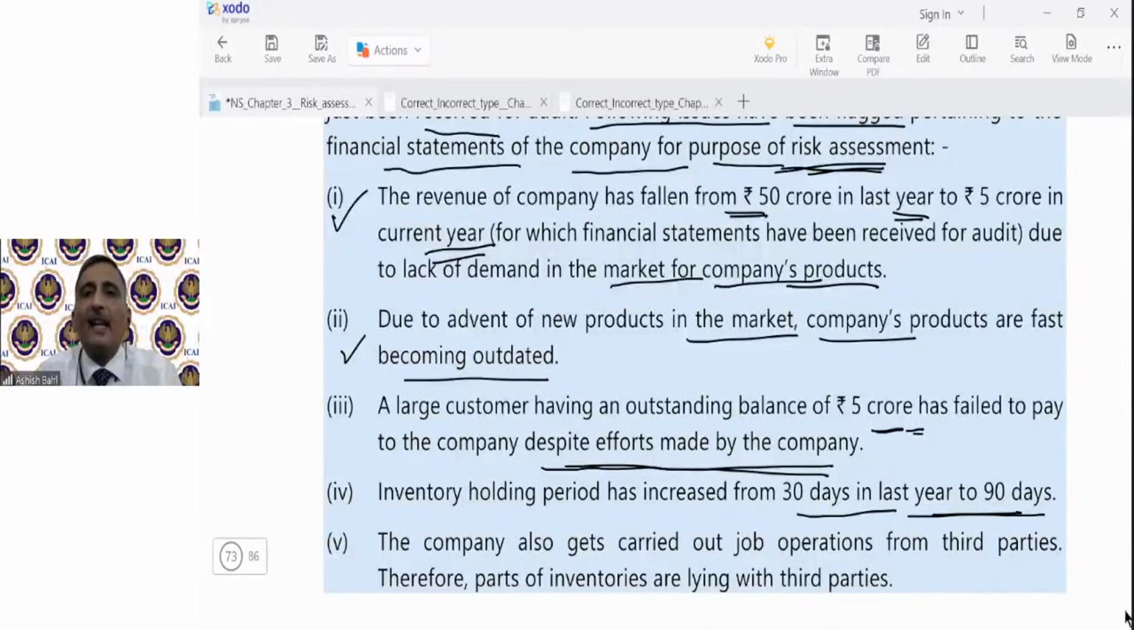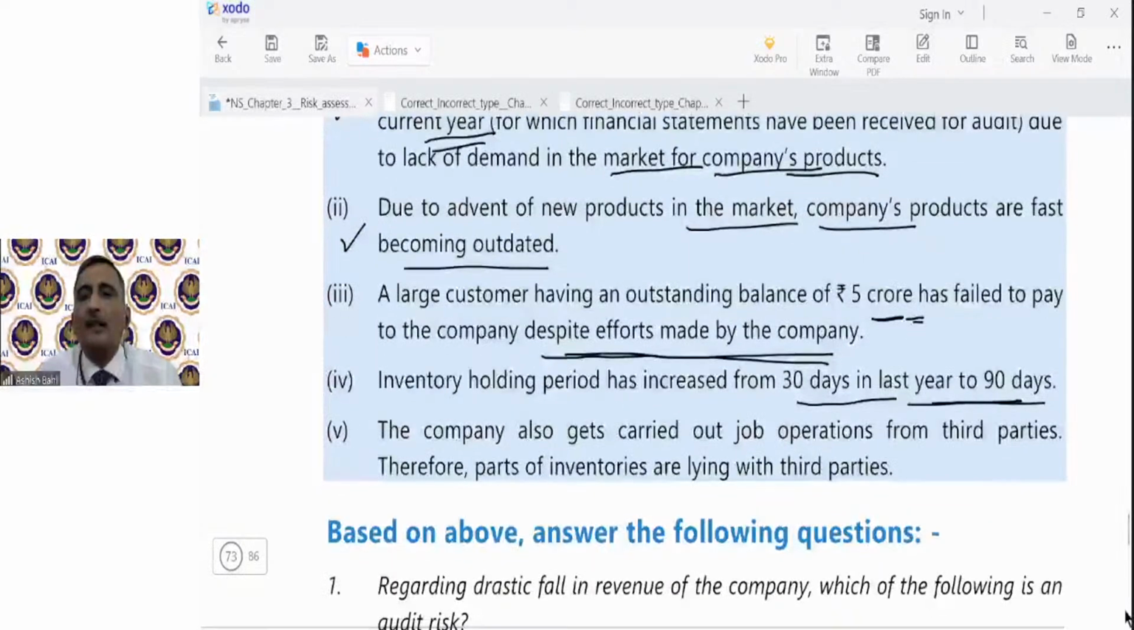तो वो 30 दिन से 90 दिन हो गया. So the company also gets carried out its job operations from third parties. Therefore, parts of inventories are lying with third parties. Okay. जॉब वर्क ऑपरेशंस.